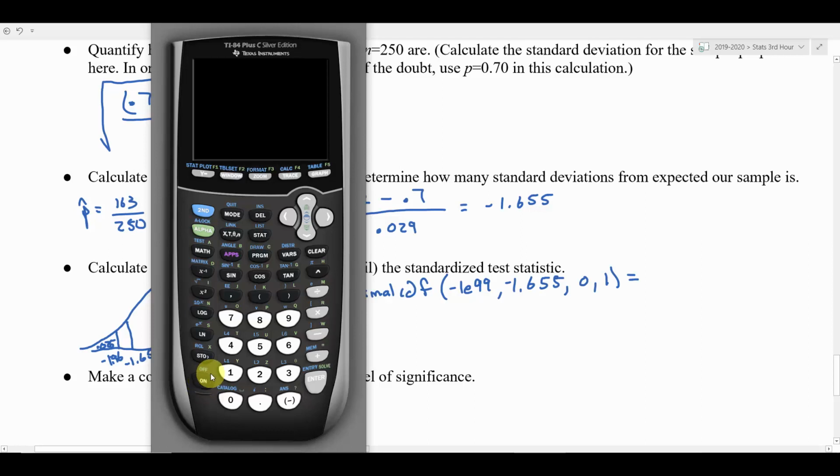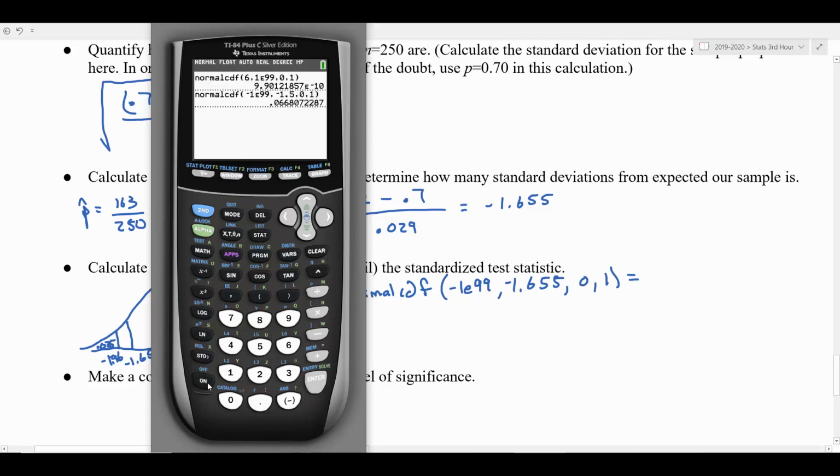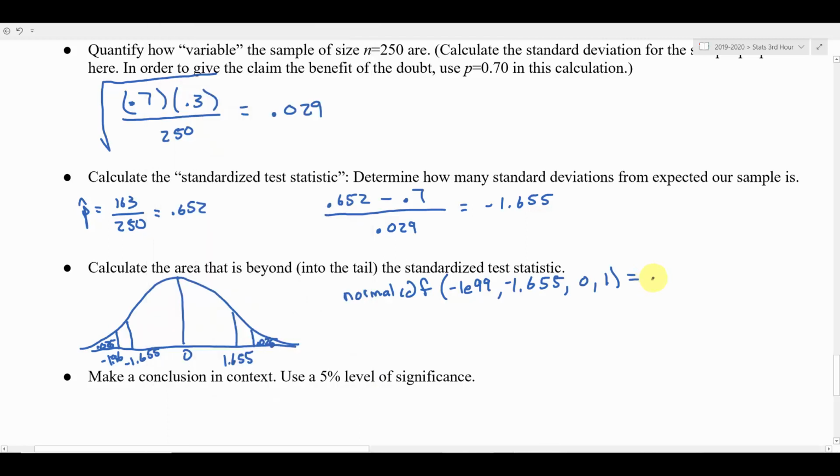I'll turn it on. There we go. And I'm going to run a normal CDF. My negative 1E99 in there, my negative 1.655, 0, 1, and there's our area. 0.049, let's say. 0.049, that is the area in this left tail.